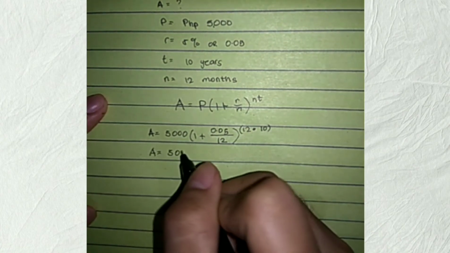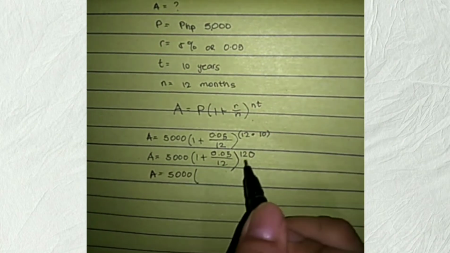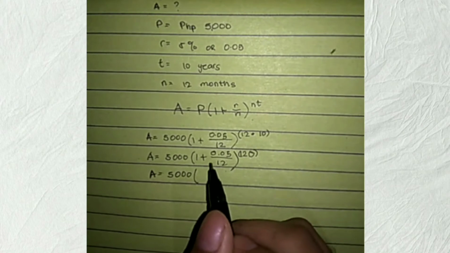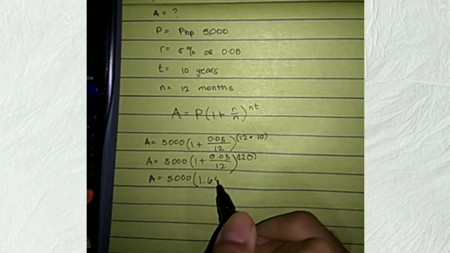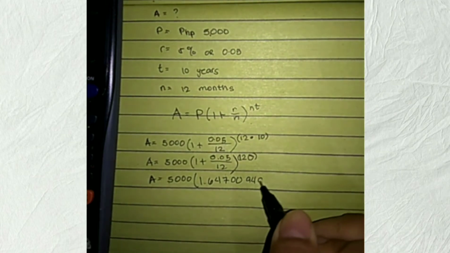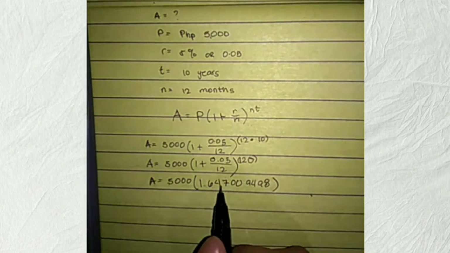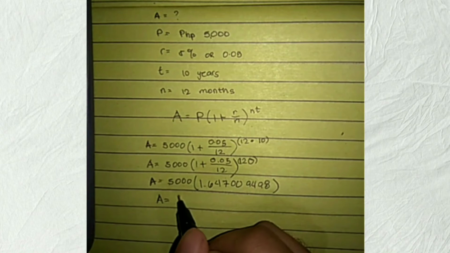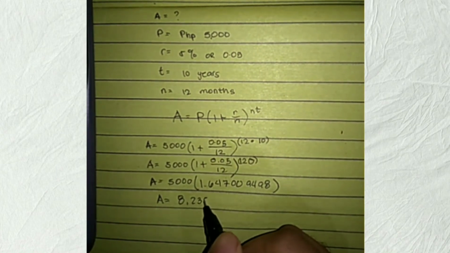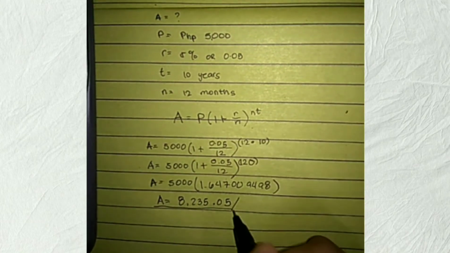Let's compute first our exponent. 12 times 10 is 120. Multiply naman natin yung 1 plus 0.05 over 12 sa ating exponent, equals to 1.647009498. We can directly put it in our calculator. And now let's multiply it by 5,000, equals to 8,235.05.